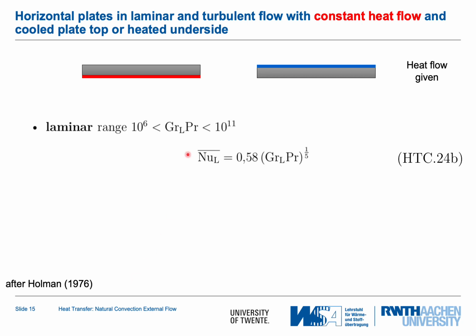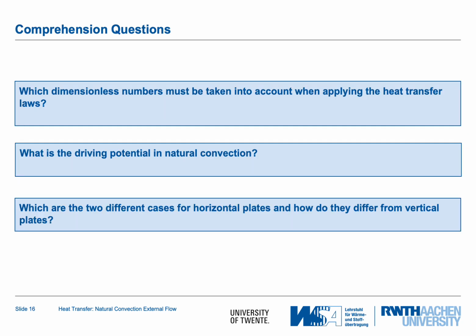Then the final case is if we turn this problem around and we have the heat flux given and we have the upper surface cold or the lower surface warm, then we have Nusselt is 0.58 Grashof times Prandtl to the power 1 over 5 for the laminar range, and that is the only one that is given here.